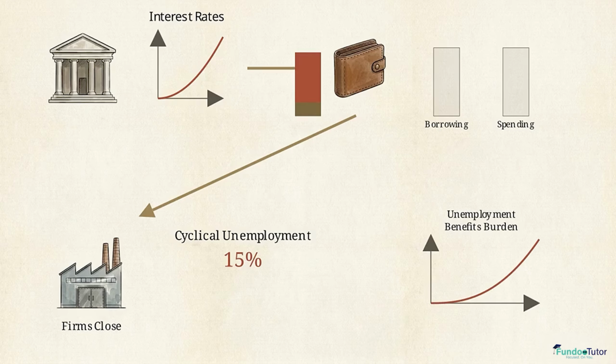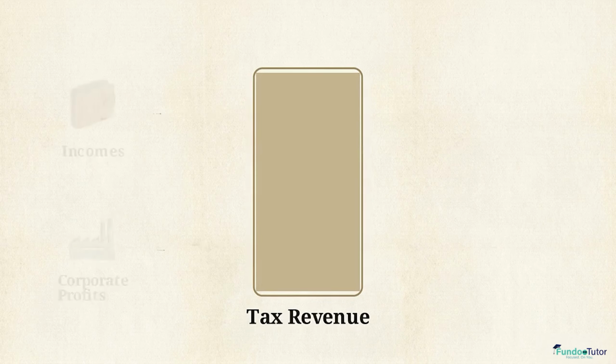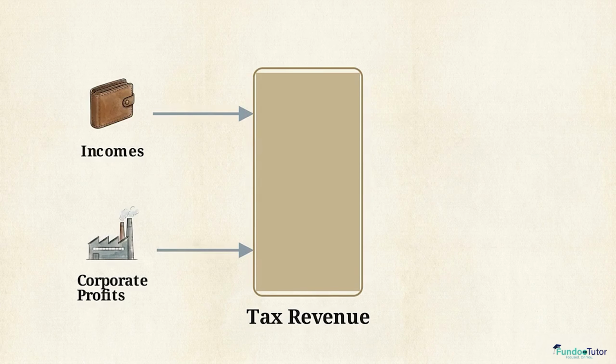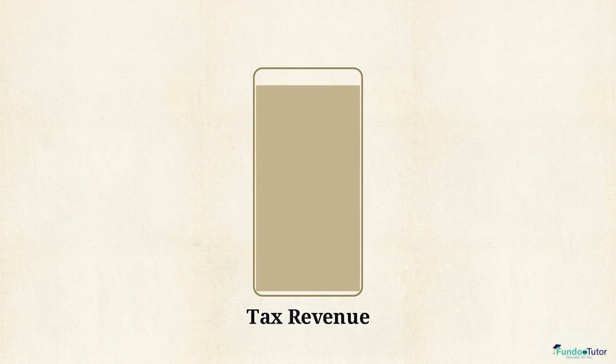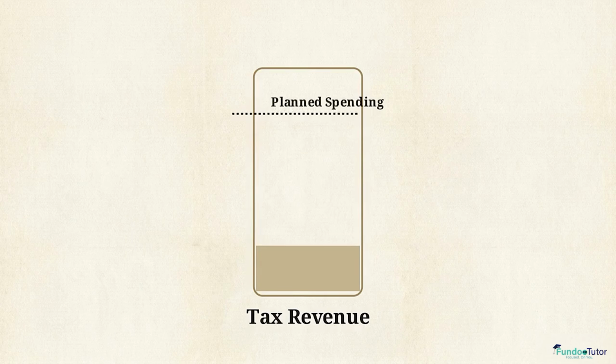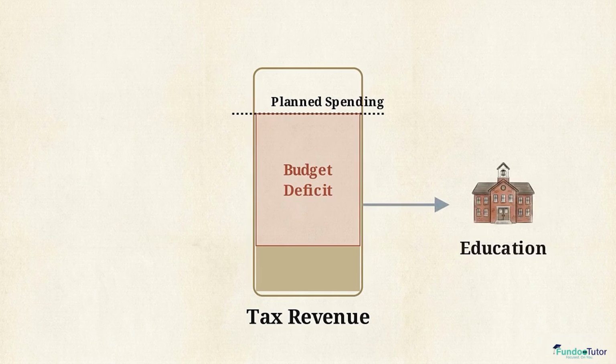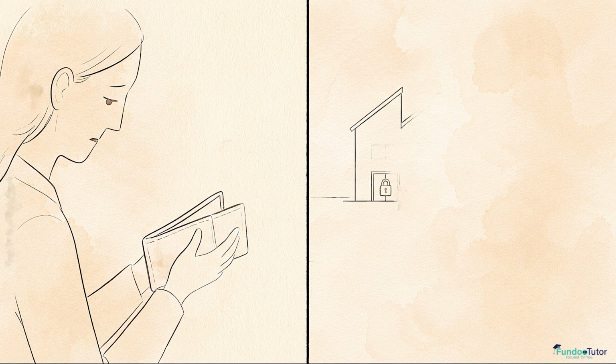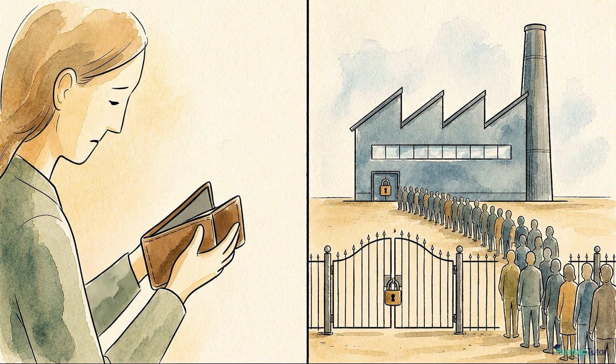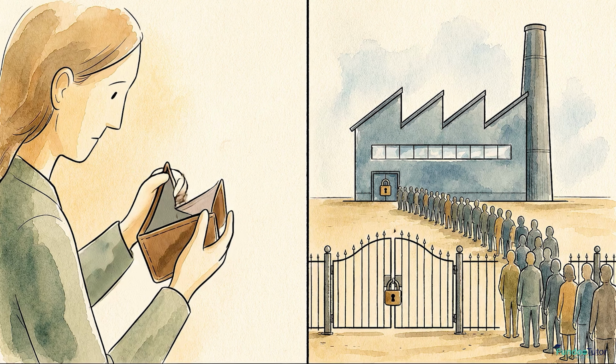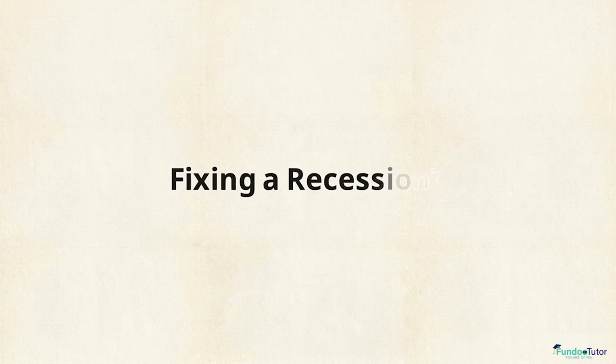pay out unemployment benefits. The damage then travels straight to the state's finances. As incomes and corporate profits vanish, tax revenue plummets. The government is left staring at a severe budget deficit, forcing them to cut vital public services like education. What begins as minor consumer hesitation rapidly compounds into factory closures, mass job losses, and a severely restricted national budget. If you were the government facing this crisis, how would you fix it?